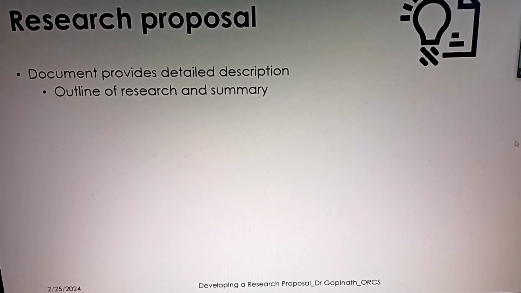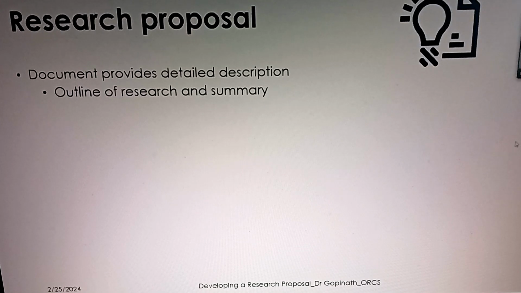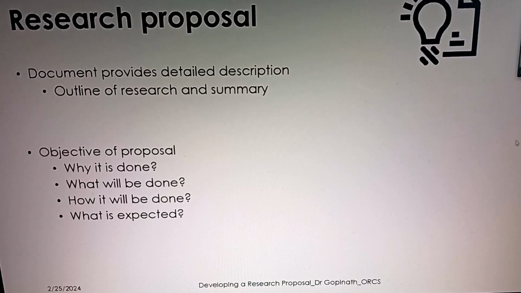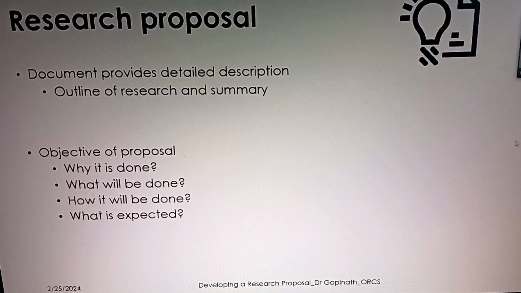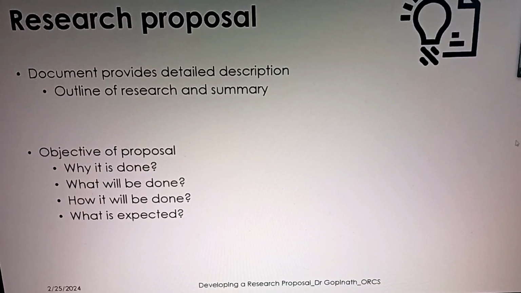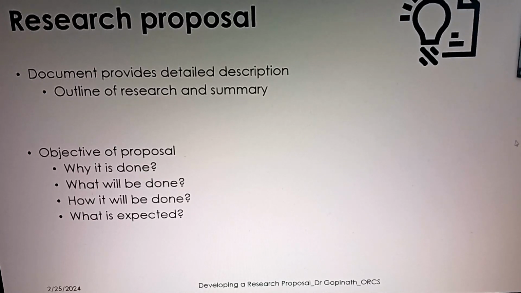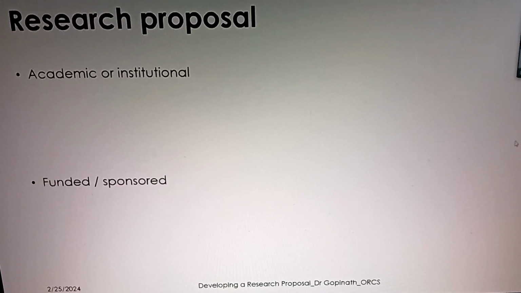So what is a research proposal? It is a document that provides a detailed description or a summary of the research you want to do. It should clearly mention why it is done, what will be done in the research, how it will be done, and what is expected. Why it is done is your introduction or the research question you have brought up. What will be done and how it will be done are the methodological aspects, and what is expected is the research outcomes, or the anticipated outcomes from your research.